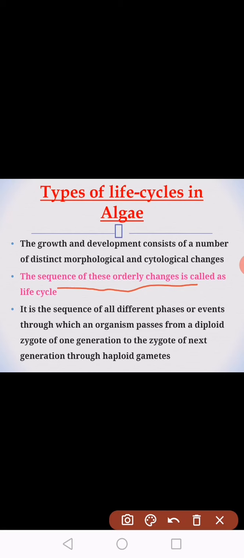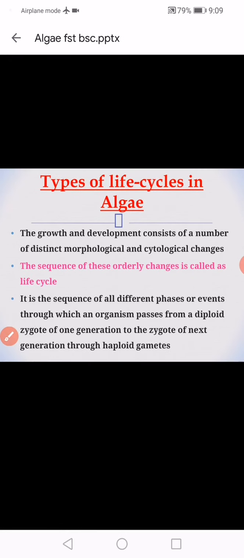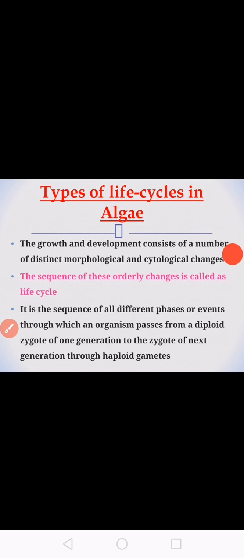It is the sequence of all different phases or events through which an organism passes from a diploid zygote of one generation to the zygote of next generation through haploid gametes. So this is about the definition of life cycle.